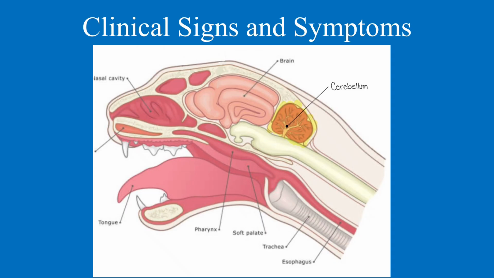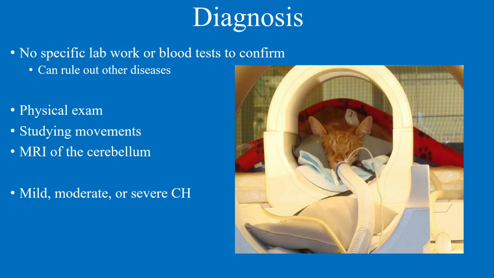or esophagus. Next, we can move on to how cerebellar hypoplasia is diagnosed in cats and kittens. Diagnosis is unique for this disease because there isn't lab work or blood tests that can confirm if a feline has CH. However, blood work is typically done to ensure that there aren't other diseases at play.